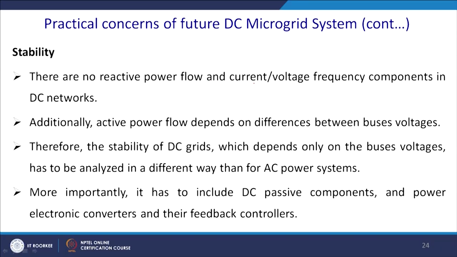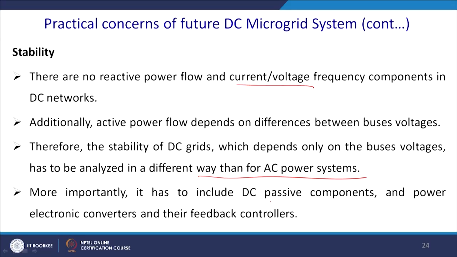So, stability is an important parameter. There is no reactive power flow, and no current and voltage frequency component in the DC network. So, only voltage control matters and protection matters. Additionally, active power flow depends on the difference between the bus voltages, so multiple bus voltage control will control the active power. Therefore, the stability of the DC microgrid, which depends only on the bus voltages, has to be analyzed in a different way than the AC power system, which we used to do in traditional load flow analysis. So, the load flow analysis mechanism we cannot apply in the case of the DC microgrid. More importantly, it has to include DC passive components, the power electronics converters and their feedback controllers, and that sometimes worsens the control strategies.